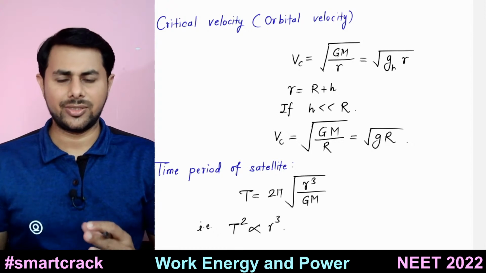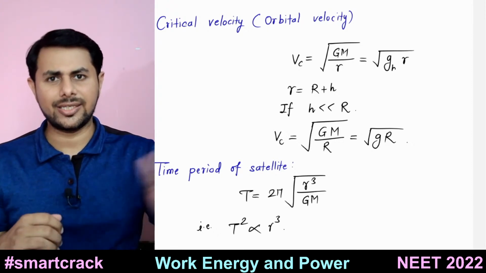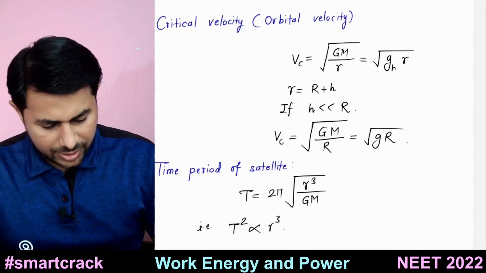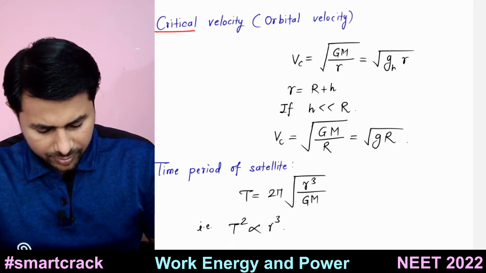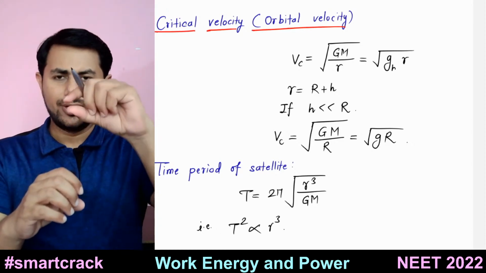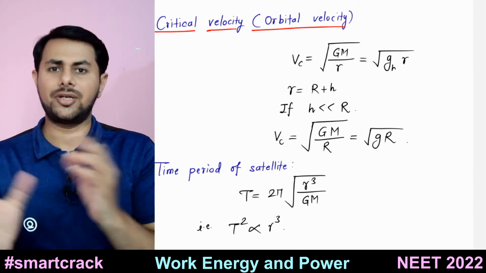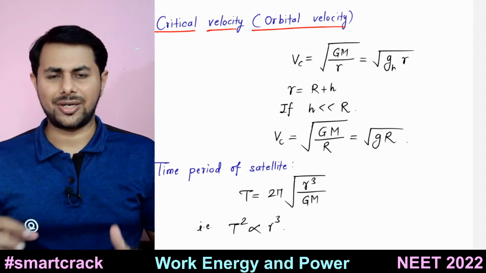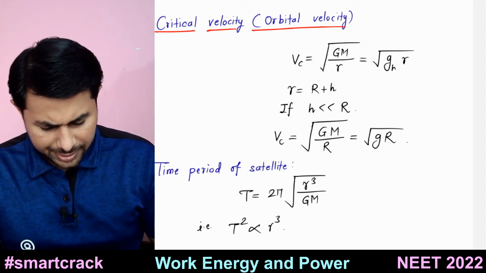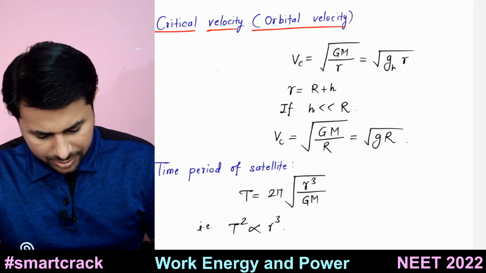Okay, what is escape velocity? The velocity with which we throw an object so that it escapes out. And the critical velocity is the velocity given to a satellite or any body which will make it revolve in a circular orbit or an elliptical orbit around Earth. Okay, so let's suppose again that this is our Earth.